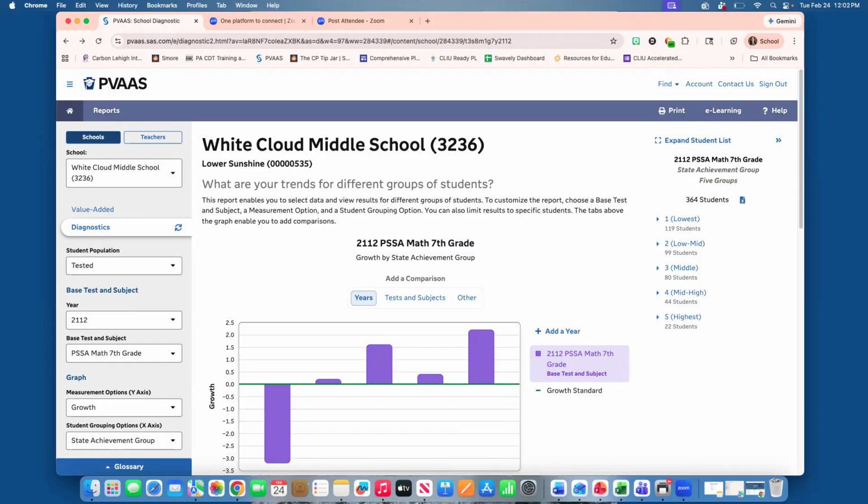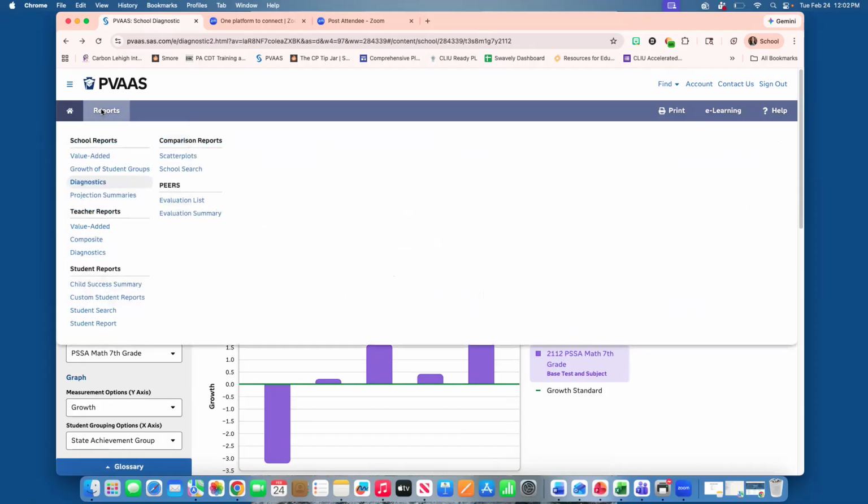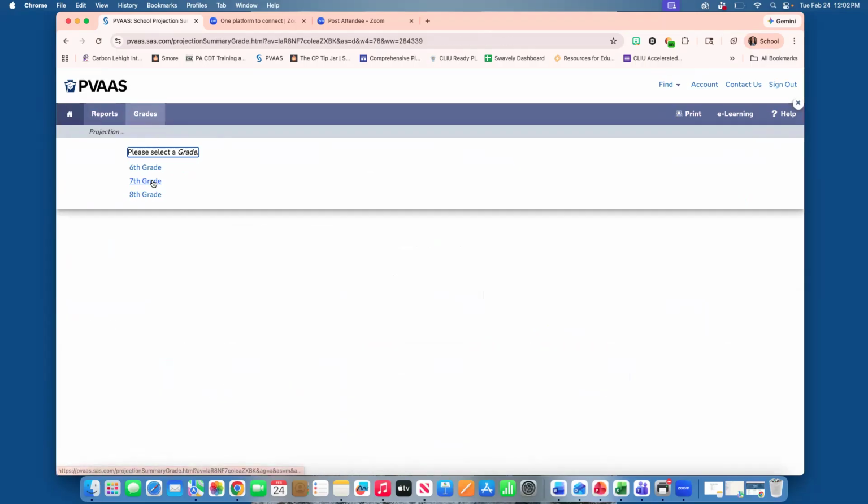The last report I'm going to show you today is a looking ahead report, or the projection report. To get to this report, under reports, under school reports, we're going to click on projection summaries. I'll select a grade.